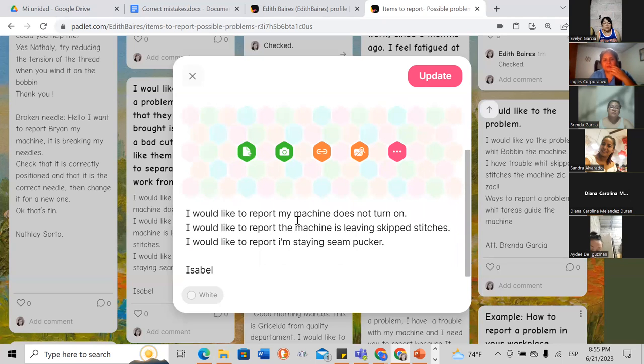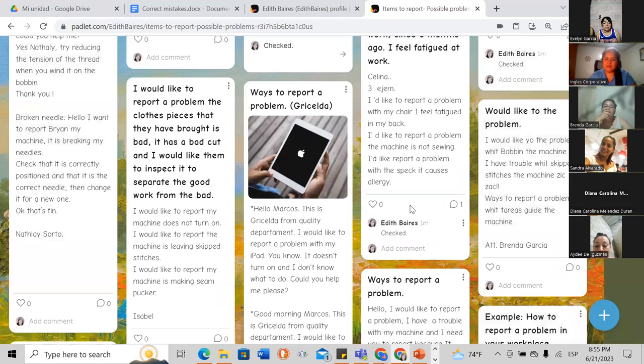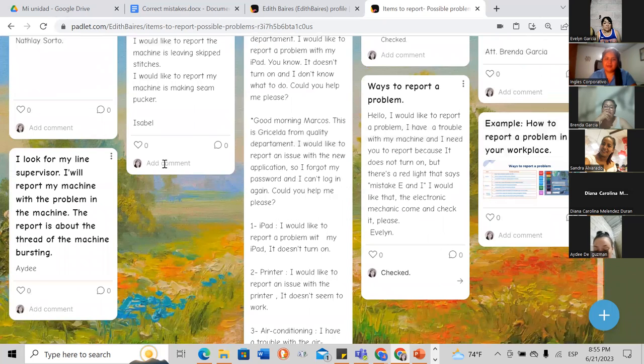Okay. I would like to report my machine does not turn on. I would like to report the machine is leaving and skipping stitches. Okay. I would like to report my machine is making... Tu máquina está haciendo, ¿ok? Ok. Ok, good job, Isabel. I'm going to check the rest tomorrow. Voy a chequear los demás mañana, los que me faltan.